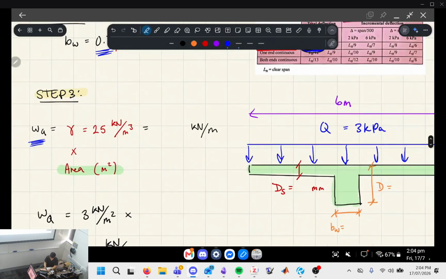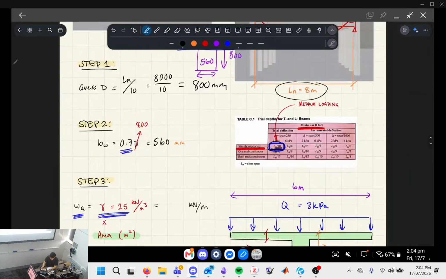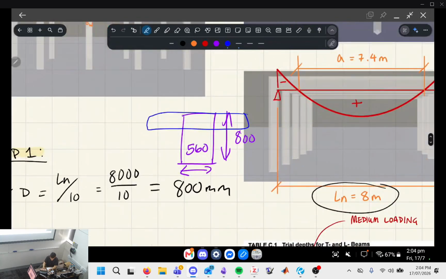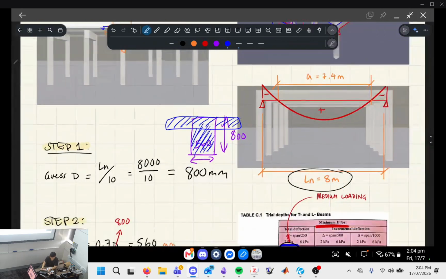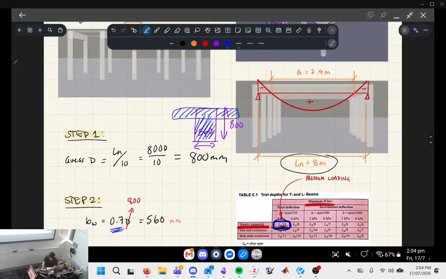The self-weight formula is going to be your unit weight, which is 25, given in the question, multiplied by the area. You might be inclined to think that the area we're interested in is some portion of the T-beam's flange, which is what we're going to take for its capacity later, as well as the rectangular portion, the beam itself, the web. However, that's not going to be conservative enough.